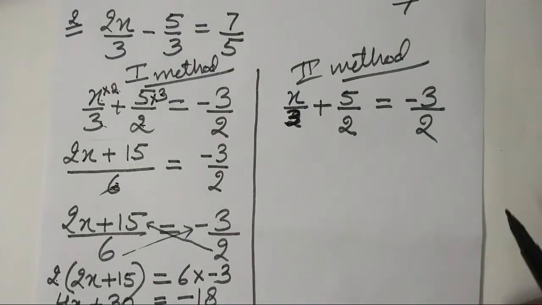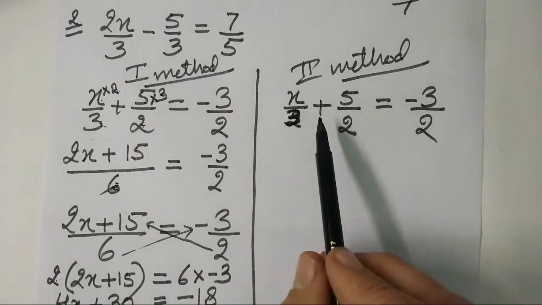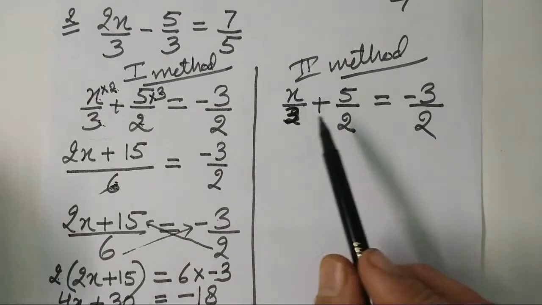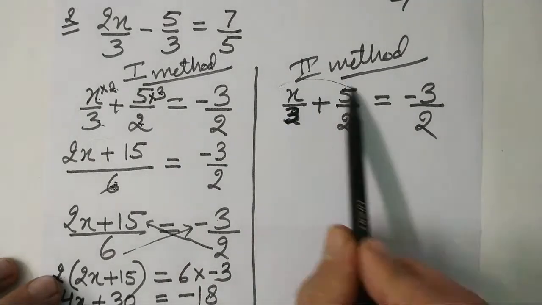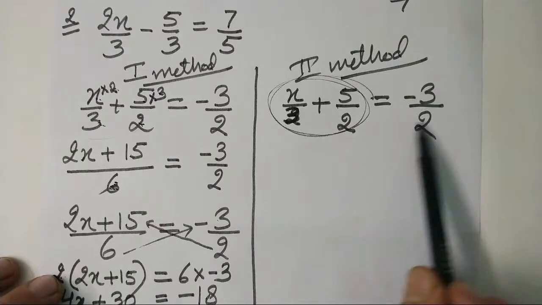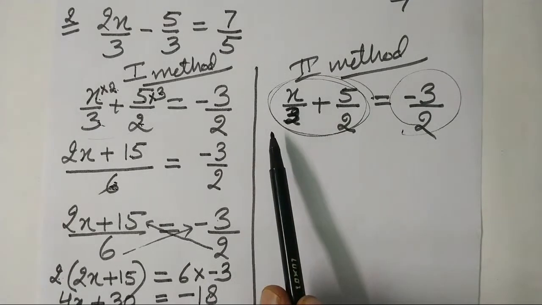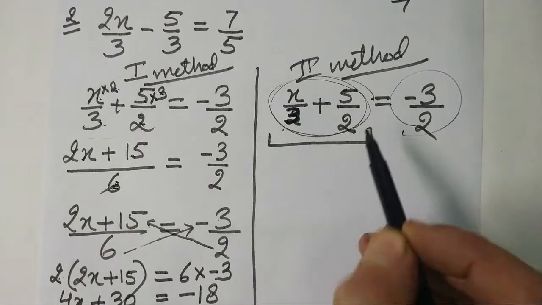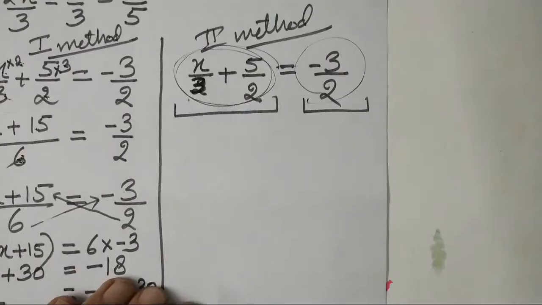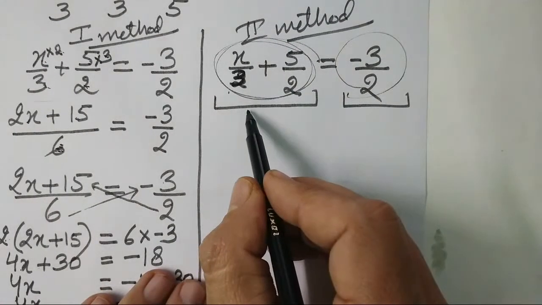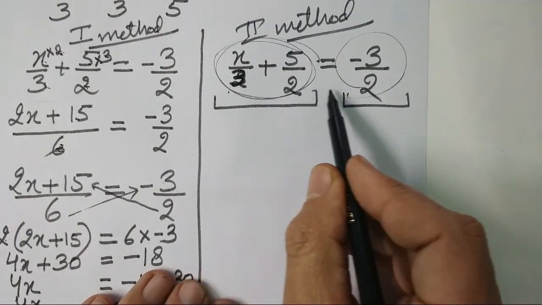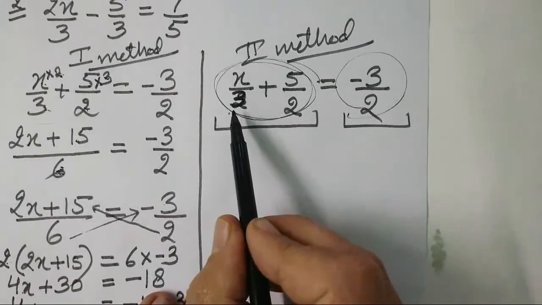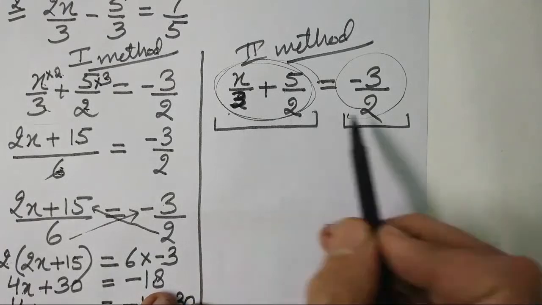Now, what is the other method? The other method is applicable when you have fractions on both sides. In this case, since there is a group of fractions here and a single number there, you can take the LCM of both the left hand side and the right hand side together. So what is the LCM of 3, 2 and 2?